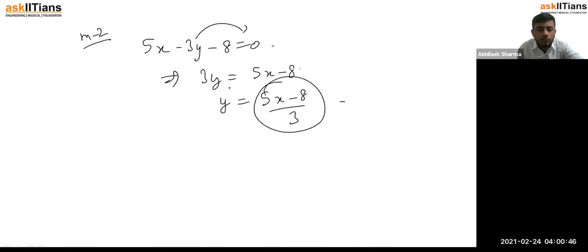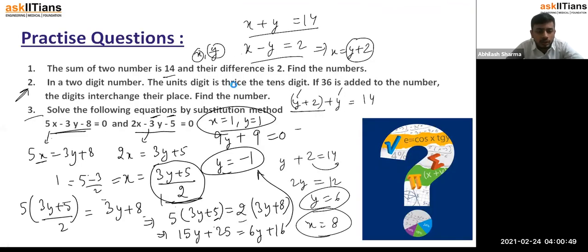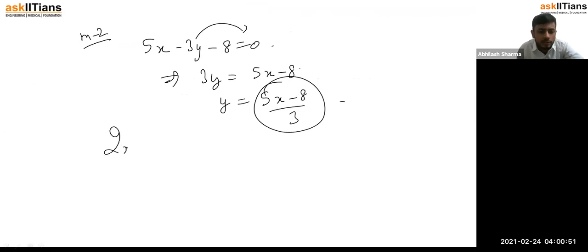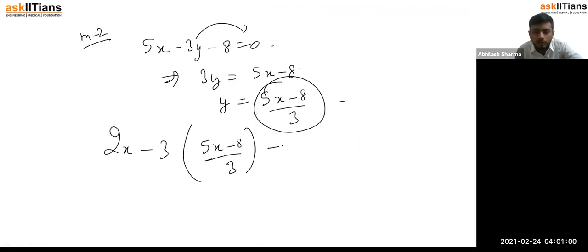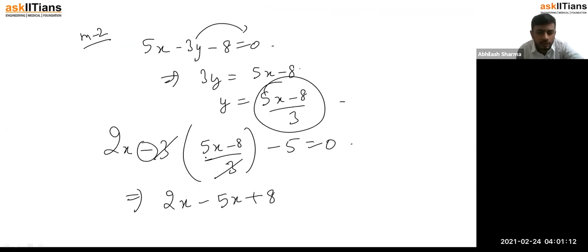Now this value of y you substitute in the second equation. What is the second equation? 2x minus 3 into y, then minus 5 is equal to 0. The 3 and 3 of course cancel out, so we are left with 2x minus (5x plus 8)... sorry, minus (5x minus 8). Due to this negative sign, the signs are changing. Okay, so this has become minus 5x, this has become plus 8. Okay, and then minus 5 is equal to 0.